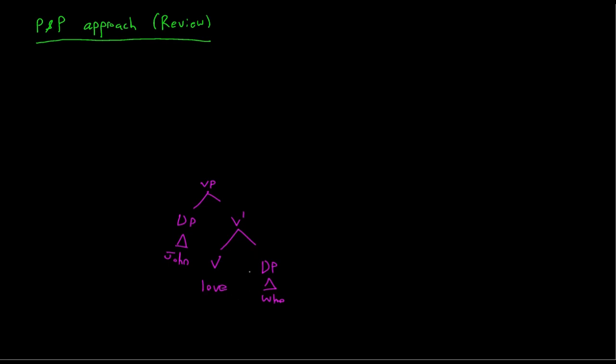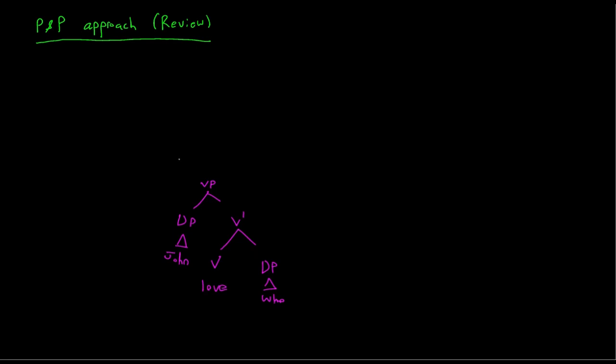It assigns the theme theta role to who, and also to the external argument, or the grammatical subject, in this case, the agent theta role. So this is what our verb phrase looks like at the level of D structure.